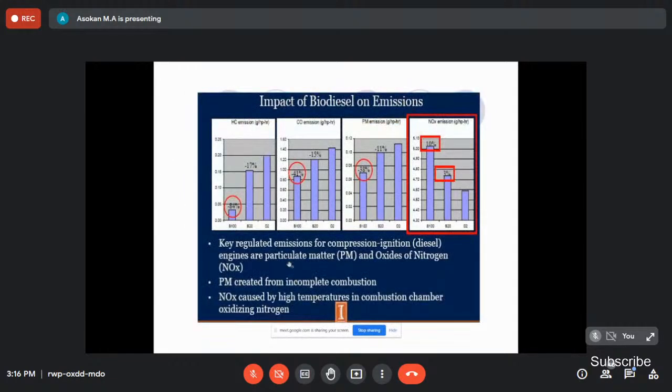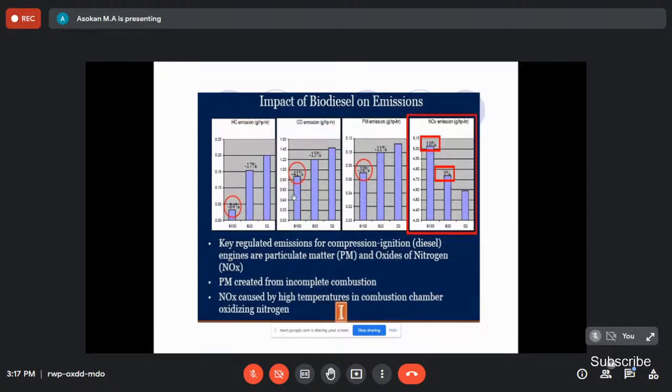I can show you the impact of biodiesel on emissions. See, B100 means 100% biodiesel. We can use 100% biodiesel. And B20 is 20% biodiesel and 80% diesel. D2 means 100% diesel. When we take the performance test, the HC emission with B100 is 84% lesser than diesel. Okay, so complete combustion takes place. And see, the CO is also 41% lesser than diesel.